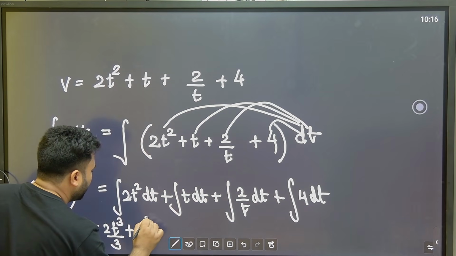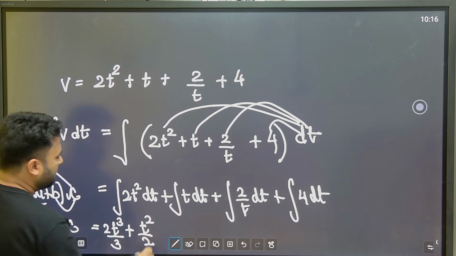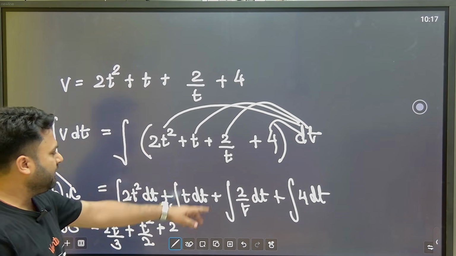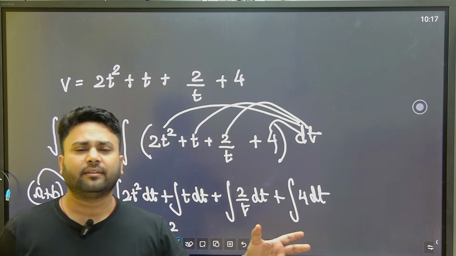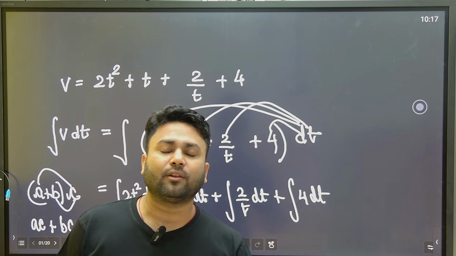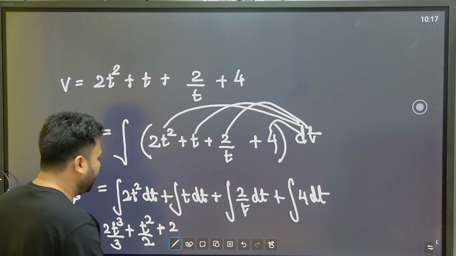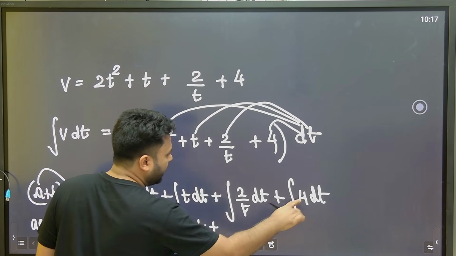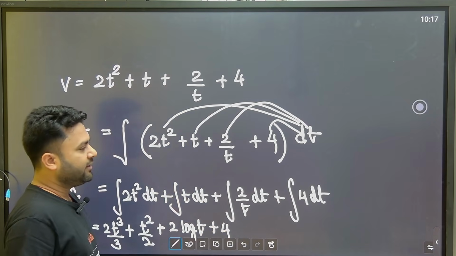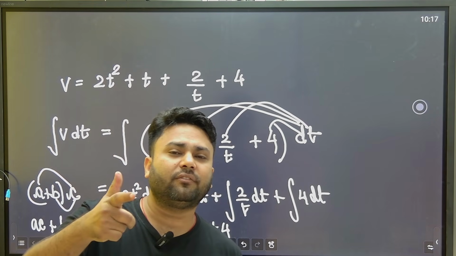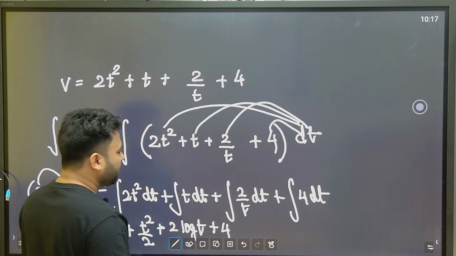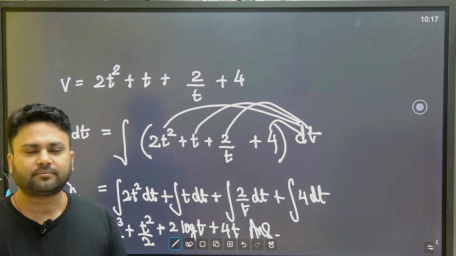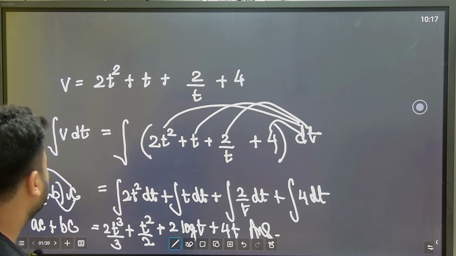So t square by 2 plus again this 2 you take outside. So what will be left? Integration of 1 by t. What is integration of 1 by x? Log of x. So 1 by t, log of t. So log of t. Plus again 4 you take outside. Integration of dt. What is integration of dx? X. So what is integration of dt? T. So this will be our answer.